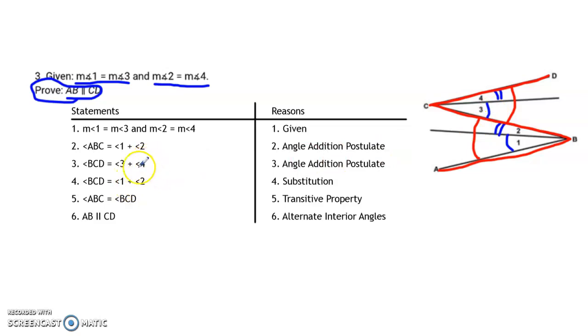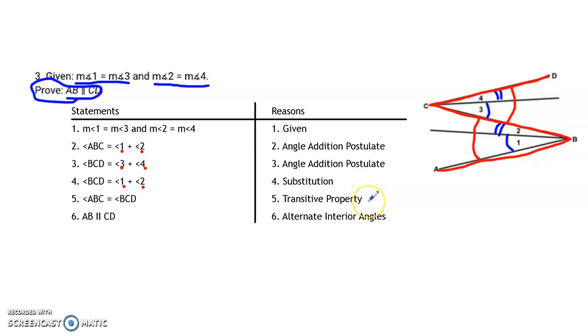And then what I did was substitute. Angle 1 is the same as angle 3, so I replaced angle 1 with angle 3 in this equation, and then I did the same thing. Angles 2 and 4 are the same, so angle 4 gets replaced with angle 2. Now I know that ABC and BCD are both equal to angle 1 plus angle 2. I put them together. Now you could call this substitution.